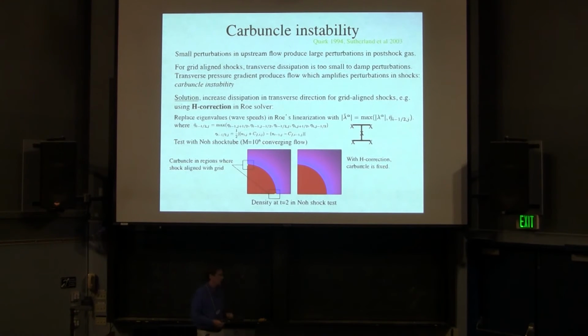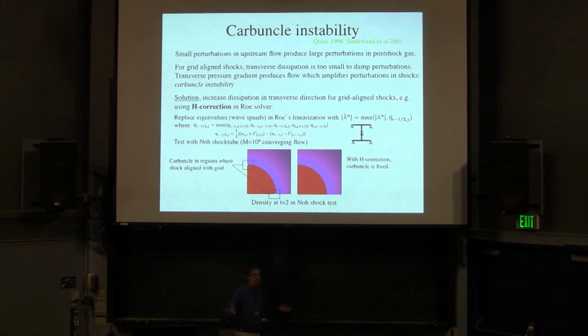This seems bad. Well, actually, this is a representation of how good the method is. The problem is that the method has too little dissipation. It treats shock waves so well that it does not have enough dissipation in the transverse direction to prevent growth of numerical perturbations in the shock front as it propagates along the mesh. And so there's a very, very simple fix. You have to add more dissipation.